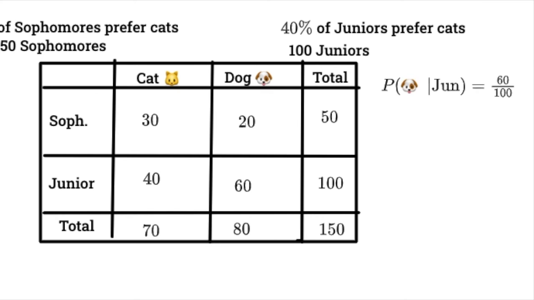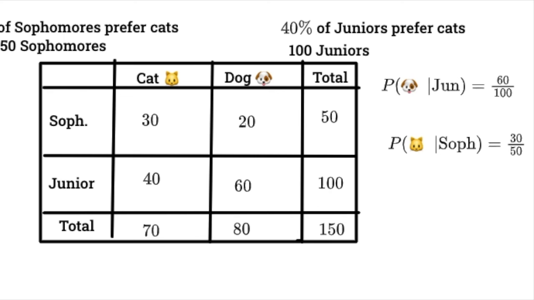Similarly, we could ask the probability that someone prefers cats, given that they're a sophomore. And since we were told that 60% of sophomores prefer cats, we know this will be 60%. And we can get this calculation from our table by looking at our 30 cat lovers out of a total of 50 sophomores.